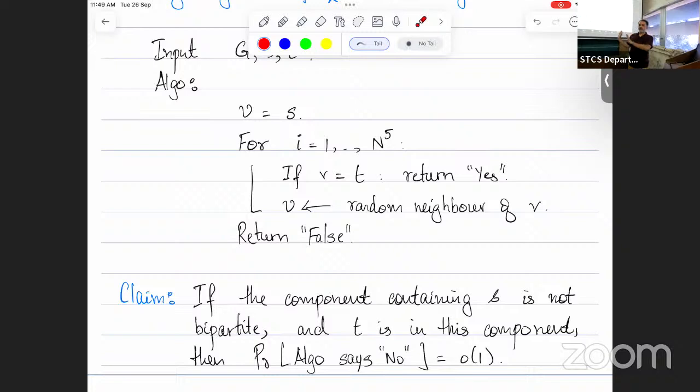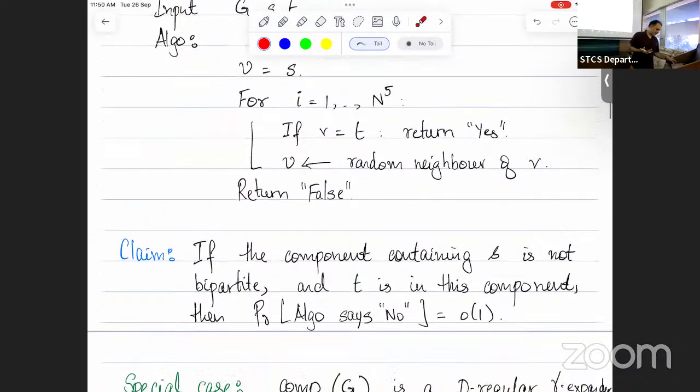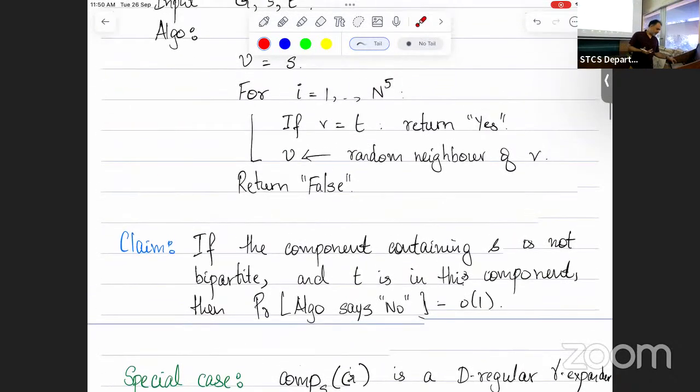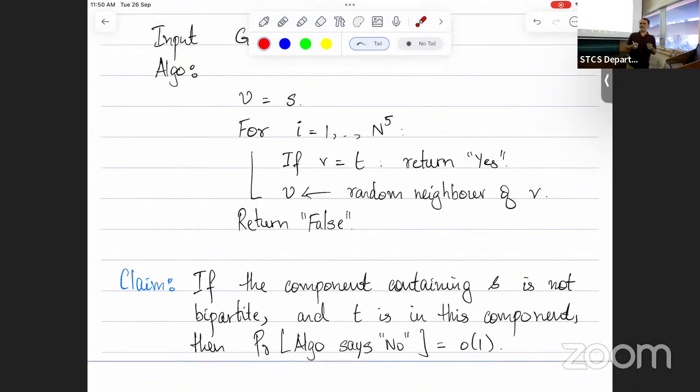Okay, this is what I would like to say. Maybe not for n power 5, maybe for n power 100, something. There's some polynomial for which this will work. And what was the intuitive reasoning for this? The rough reasoning was that if you look at the connected component containing this S, that is currently a connected and non-bipartite graph, which means it has a spectral gap of at least inverse polynomial. So if I run for poly many steps, the random walk will mix.